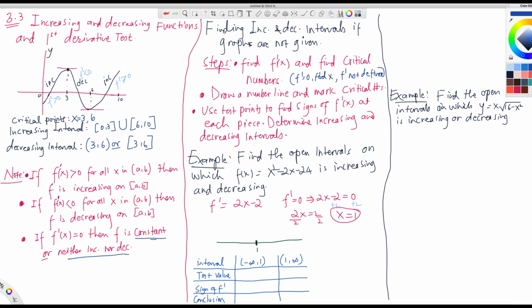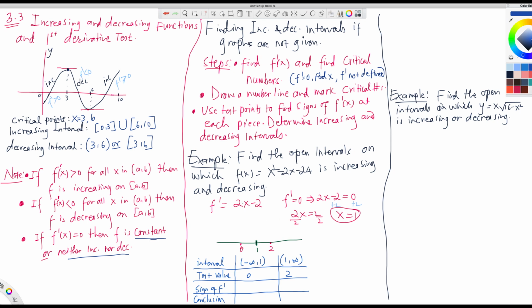Now I want to pick a test value here. What test value do you want to pick? Let's say 0, because 0 lies left of 1, right? And on the right side I want to pick test value 2, because 2 is right of 1. You see that? So I pick 0 and then 2 as the test values. Now the sign of f prime.